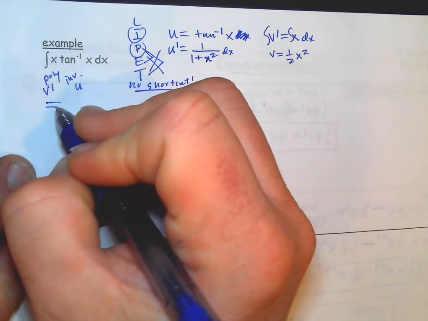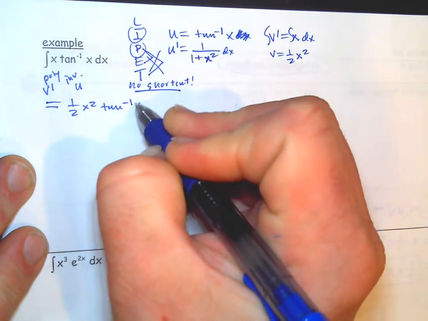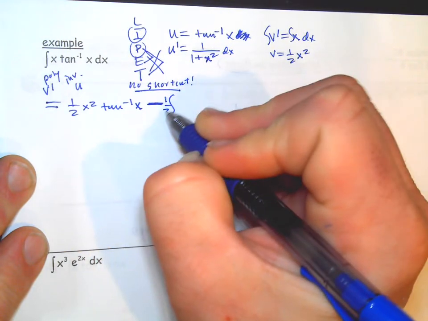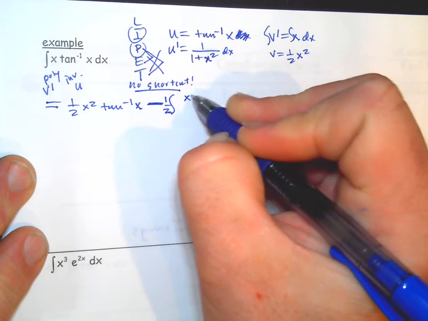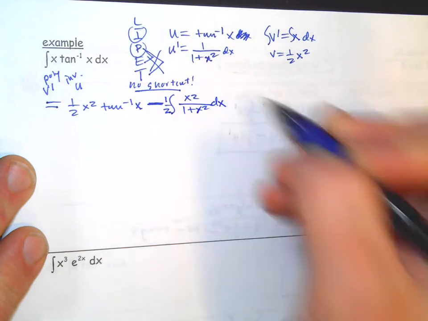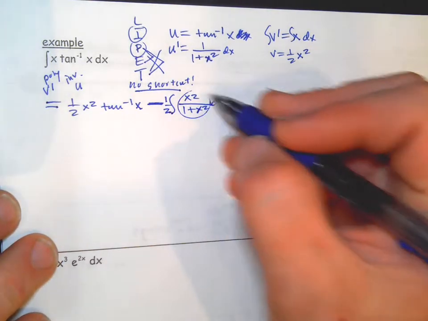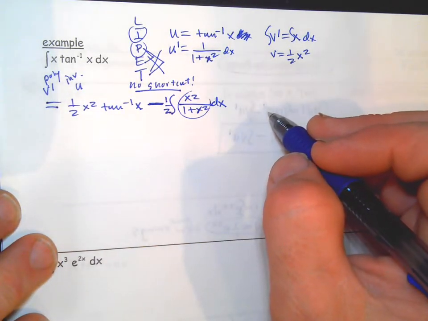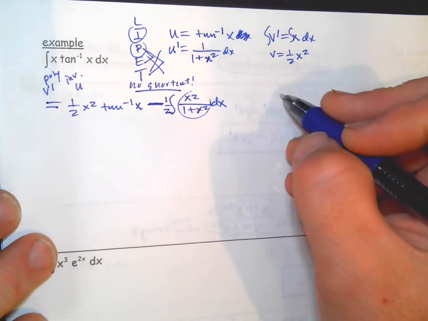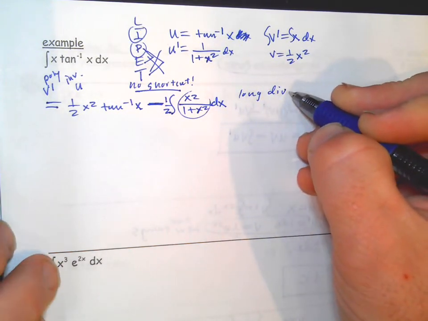So this is going to be uv. So 1/2 x squared inverse tangent of x minus the integral of the two new things. I'm going to put the 1/2 out front. But it's going to have x squared over 1 plus x squared dx. Now we've got to figure out how to integrate this. You're like, well, how do I integrate that? Can we use partial fractions? No, because the degree of the top is equal to the bottom. Oh, we should try long division. I mean, do you have any other ideas? U-substitution doesn't work. It's not an inverse trig.